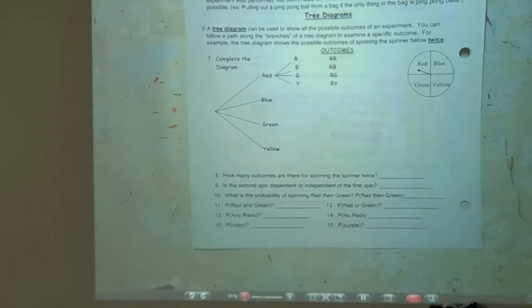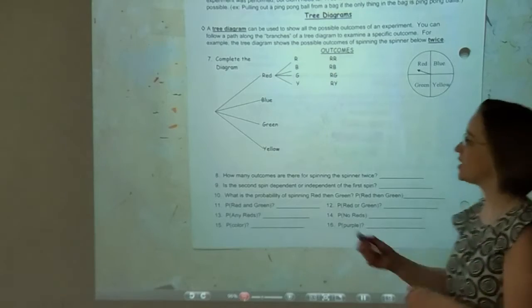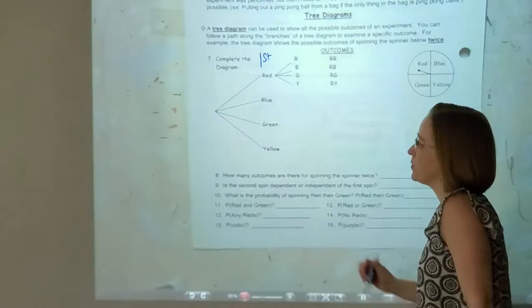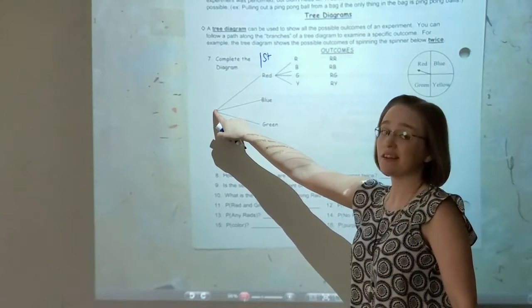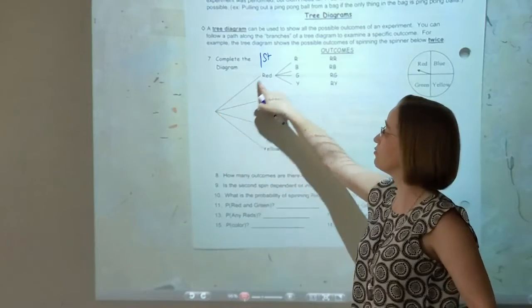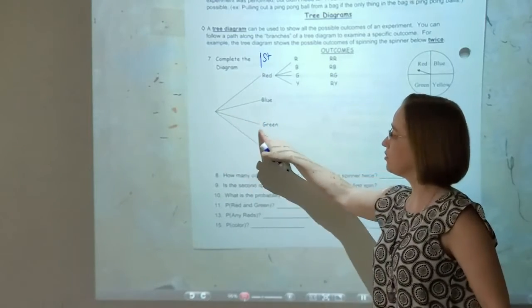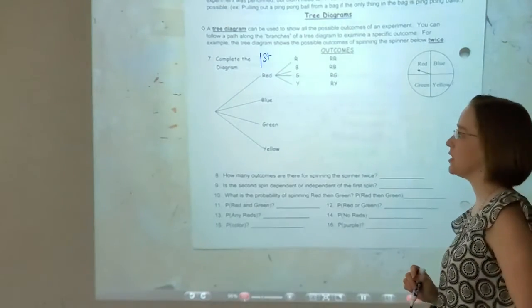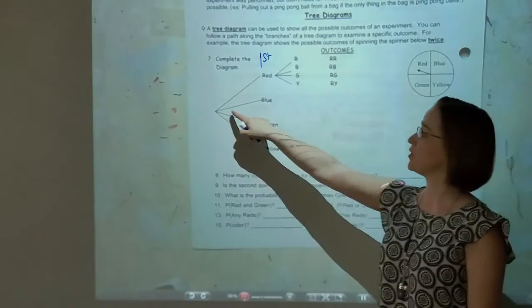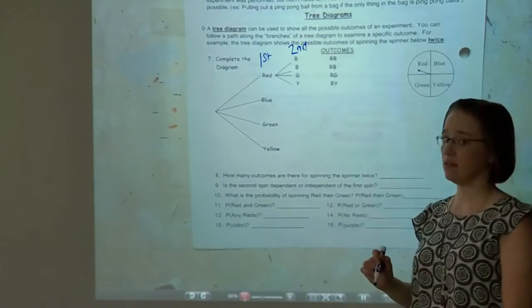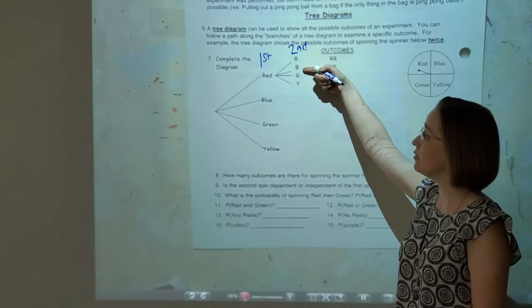So the first set of branches is the result of the first spin. So I've got a spinner that I haven't spun yet. When I spin the spinner, I can either get red, blue, green, or yellow. There's one of those four possibilities. If I spin the first time and get red, on my second spin, I can still get red, blue, green, or yellow.